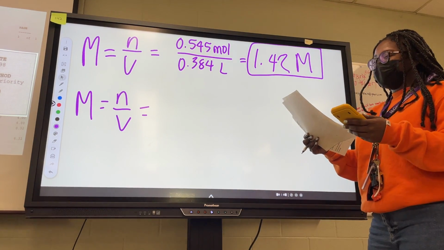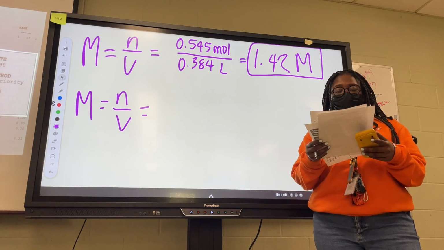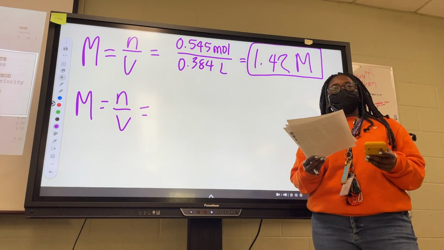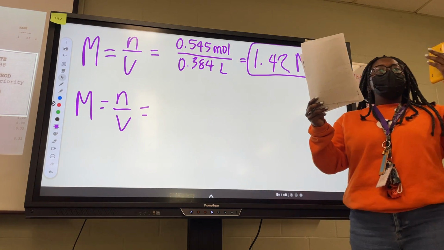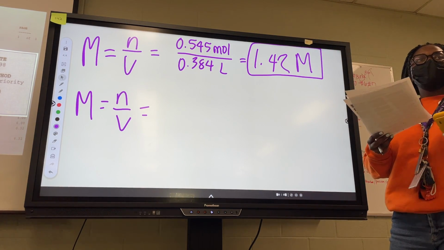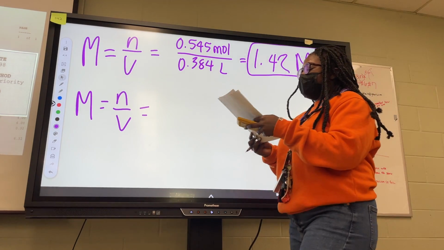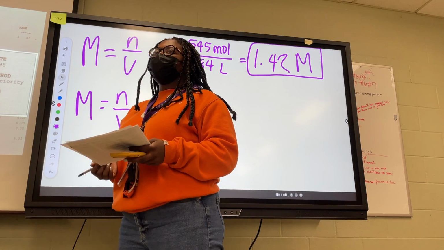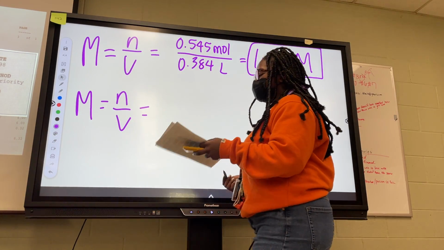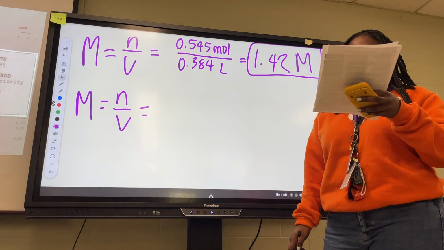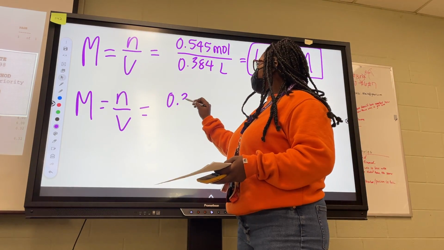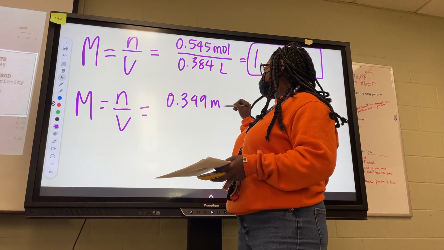All right, somebody read the second example here. Calculate the molarity of 0.349 moles of FeCl3 dissolved in 1230 milliliter solution. All right, here we go. My formula is N over V, which is moles over volume. Help me out. How many moles are in this question? 0.349. Good. 0.349 moles is going to go on top.